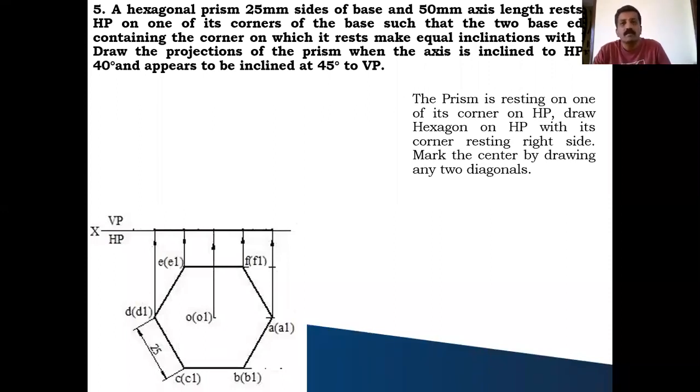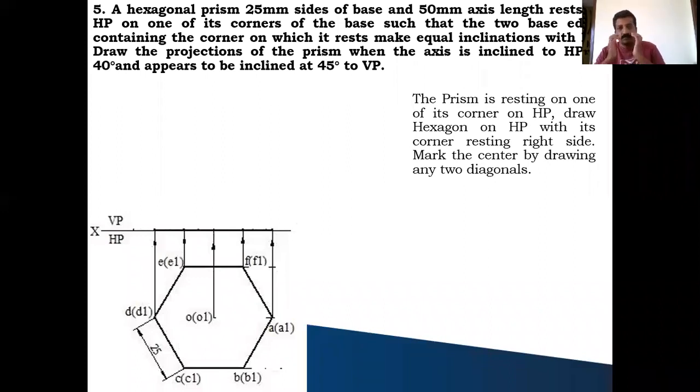The first example which I have taken: a hexagonal prism, 25 millimeters size of base and 60 millimeter axis length, rests on HP on one of its corners of the base such that the two base edges containing the corner on which it rests make equal inclinations with HP. This is the general information, common for all corner condition examples. Draw the projection of the prism when the axis is inclined to HP at 40 degrees and appears to be inclined at 45 degrees to VP.